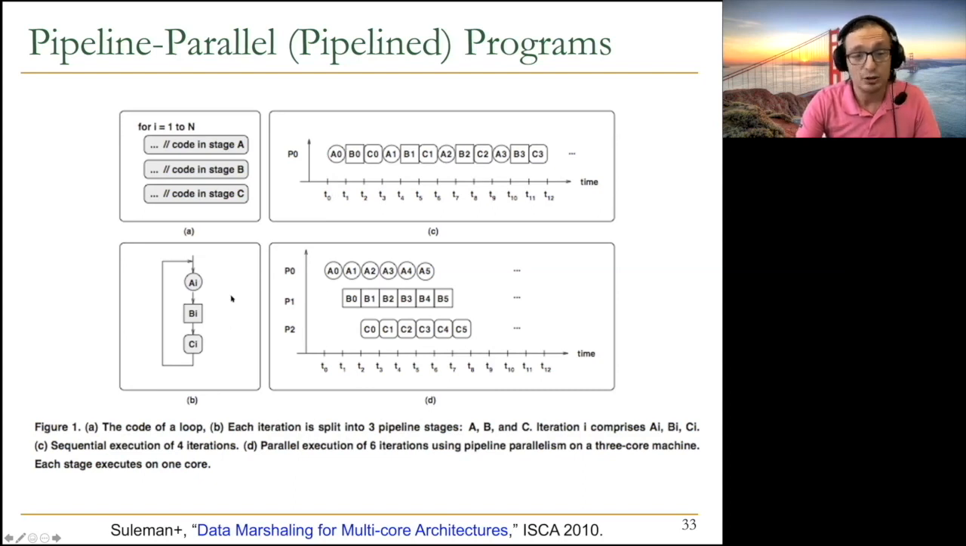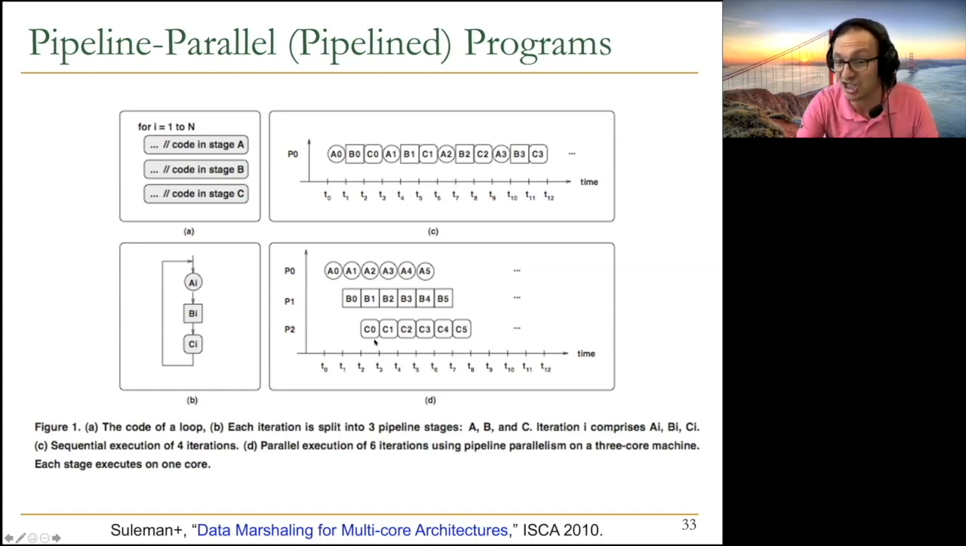But you can split each iteration into 3 pipeline stages, A, B, C, and execute. Iteration I, for example, comprises AI, BI, CI. And instead of sequentially executing them on a single processor, you basically pipeline each piece of the iteration across different processors, P0, P1, P2. P0 executes the A part of each iteration. P1 executes the B part of each iteration. P2 executes the C part of each iteration.